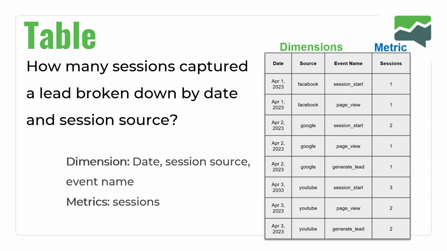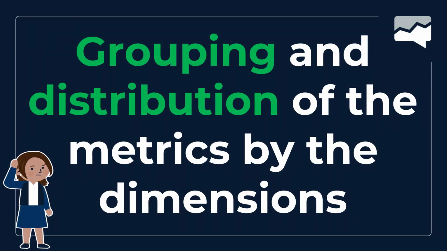As you can see, it can easily show you that on April 1st, we had Facebook as our source, we had a session start, and then we had a page view. So the metric sessions is actually broken down, as you can see, in that one session had multiple events. And we're going to talk a bit about that in a few minutes through the concept of grouping and distribution of the metric by dimension. So right there is a very interesting concept. Depending on your dimensions, your metric may be grouped or distributed. So let's dive into that a little.